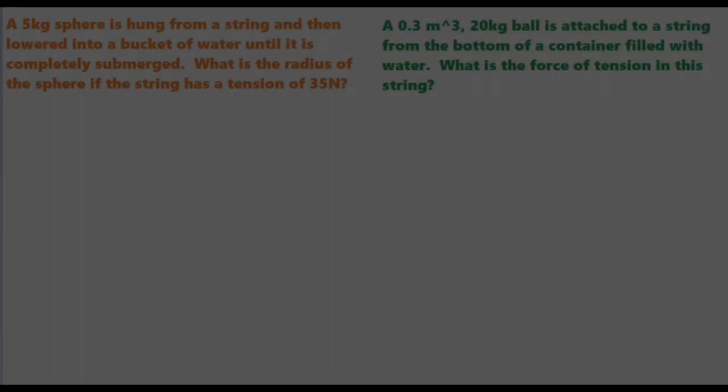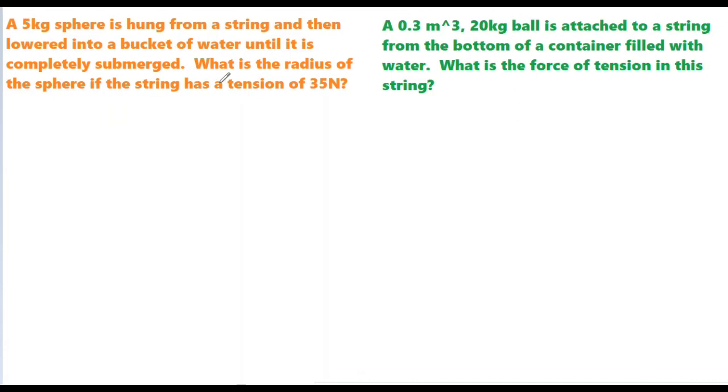So in orange here on the left, we have a sphere that's hung by a string and then lowered into a bucket of water until it is completely submerged. What is the radius of the sphere if the string has a tension of 35 newtons? So we have a string with a sphere attached to it.